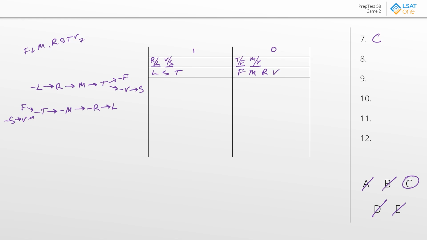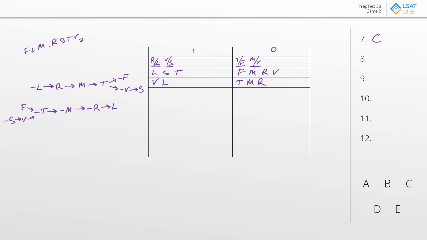So from there, let's take a look at the local questions. Question number 8. If V volunteers, well, if we have a V, I guess the question becomes, what does that tell us? What does that mean for us? So right away, having V in basically triggers all of this stuff. So that means that T will have to be out, M will have to be out, R will have to be out, L will have to be out. And then F and S are still kind of ambiguous. They could go either way. We don't really trigger either one of those.